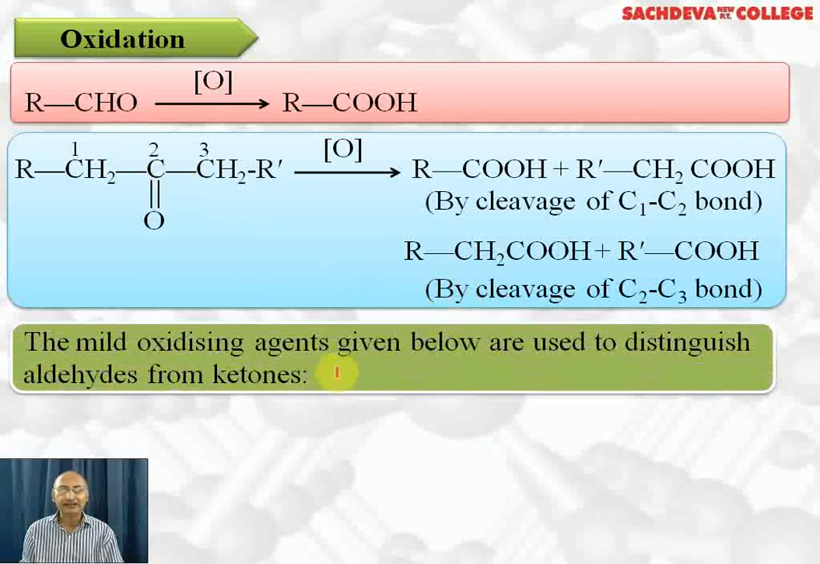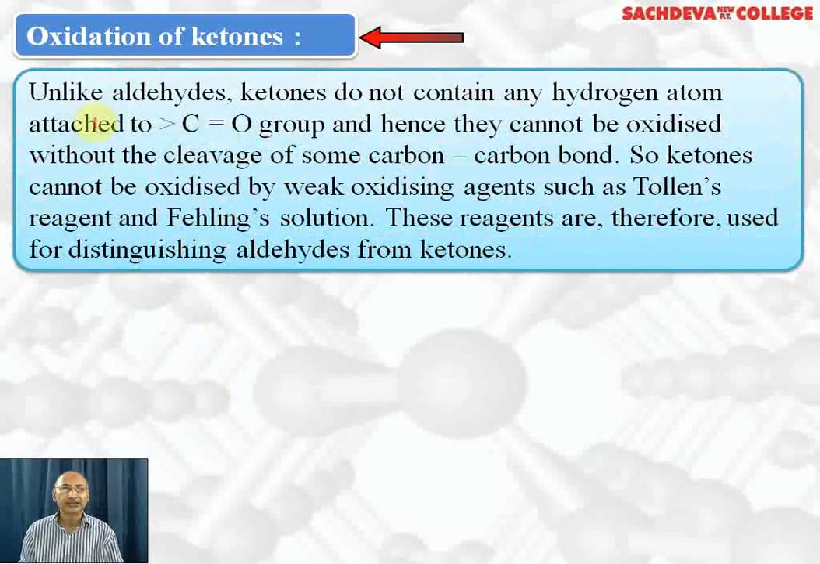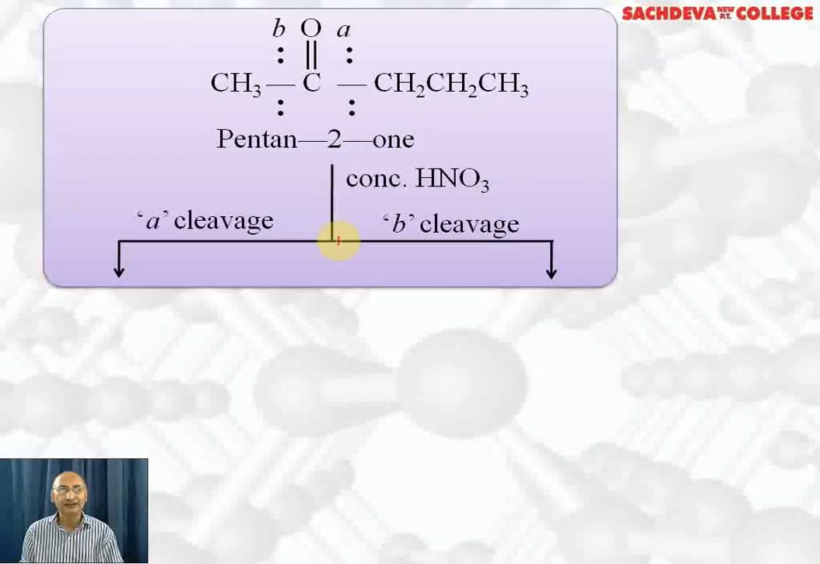The mild oxidizing agents given below are used to distinguish between aldehydes and ketones because they do oxidize aldehydes but do not oxidize ketones. Oxidation of ketones. Unlike aldehydes, ketones do not contain any hydrogen attached to the carbonyl group and hence they cannot be oxidized without the cleavage of some carbon-carbon bonds. So ketones cannot be oxidized by weak oxidizing agents such as Tollens reagent and Fehling solution. These reagents are therefore used for distinguishing aldehydes and ketones.